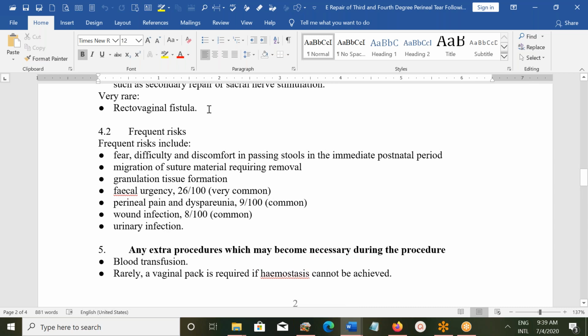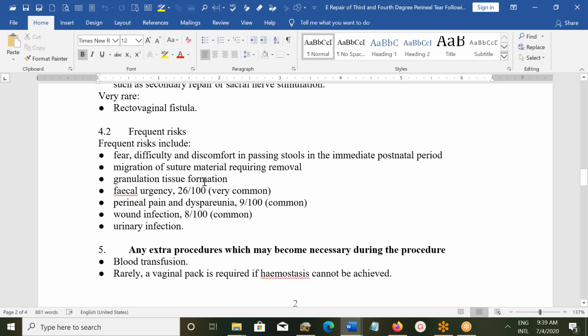Regarding frequent risks, which are not very serious, but they will be seen in more and more patients: severe difficulty and discomfort in passing stools in the immediate postnatal period. Then pain, so you have to ensure that she is getting good pain control, good analgesia. Migration of the suture material which may require removal. Then there can be granulation tissue formation.